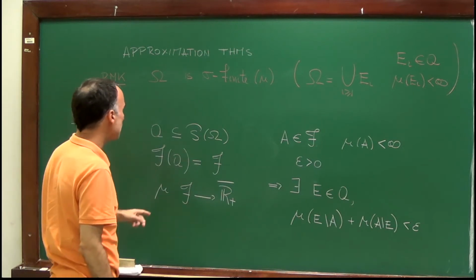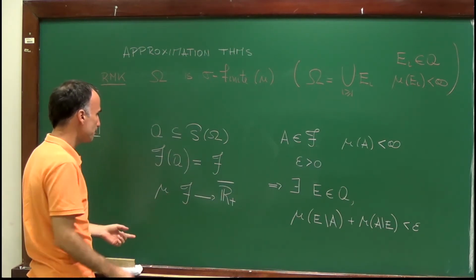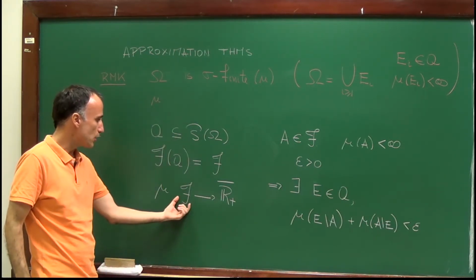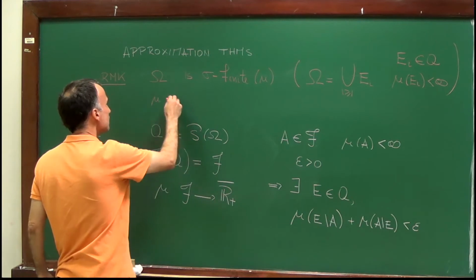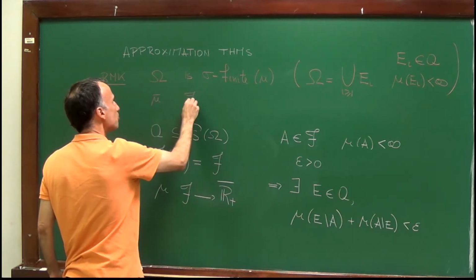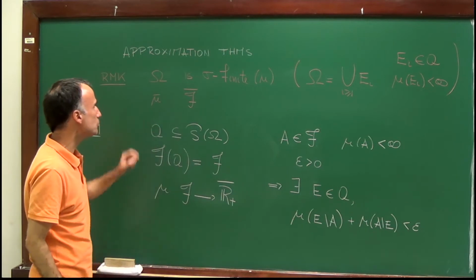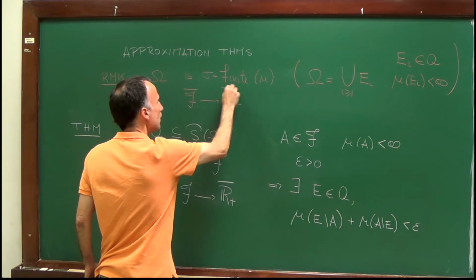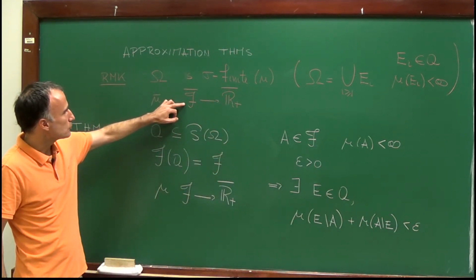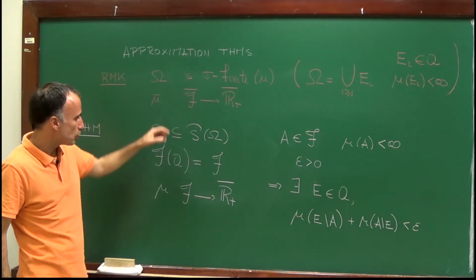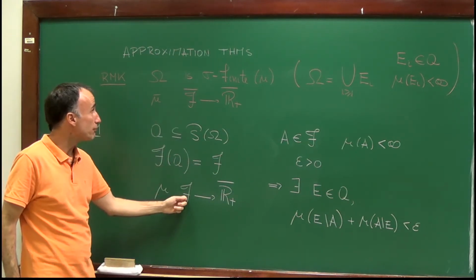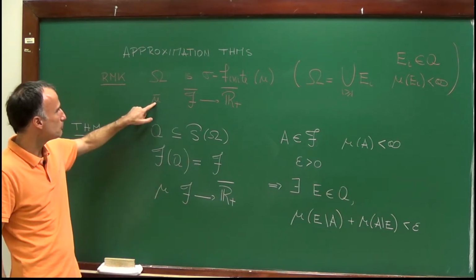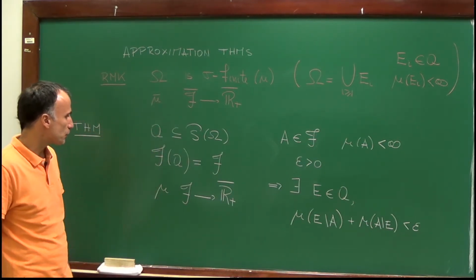In this case, we know that we can extend this measure mu, which is defined in this theorem on the sigma algebra F, to the completion of F with respect to mu. Right? I'm representing here by F bar the completion of the sigma algebra F with respect to the measure mu, and I'm representing by mu bar this completion.